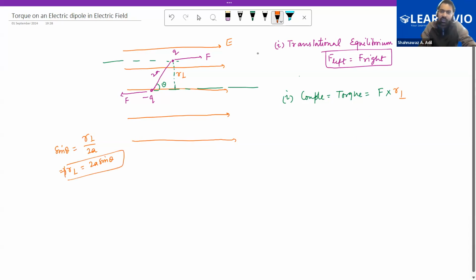So if we write that in here, this would be F times 2A sine theta. And the amount of this force would be simply QE. So can you identify what is this 2AQ?